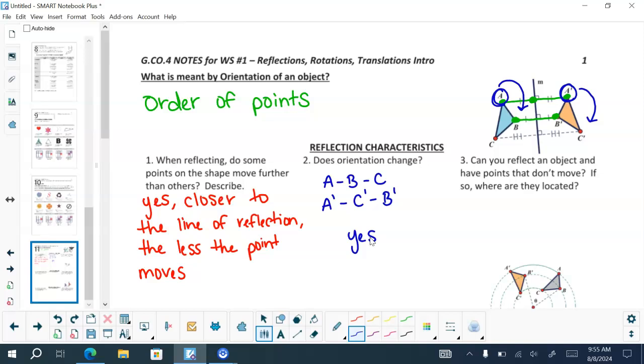Okay, I want you to think about this third one here with me. Can you reflect an object and have points that don't move? If so, where are they located? What do you think about that? Can you reflect something and have a point that doesn't move at all? Some of you might think yes, some of you might think no. Let me draw a picture to maybe help you out.